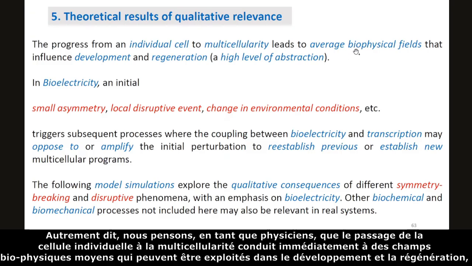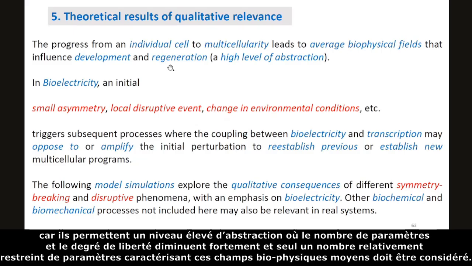average biophysical fields which can be exploited in external actions, in development and regeneration, because they allow a high level of abstraction where the number of parameters, the number of degrees of freedom, immediately decreases dramatically, and only a relatively small number of parameters characterizing these average biophysical fields need ideally to be considered.